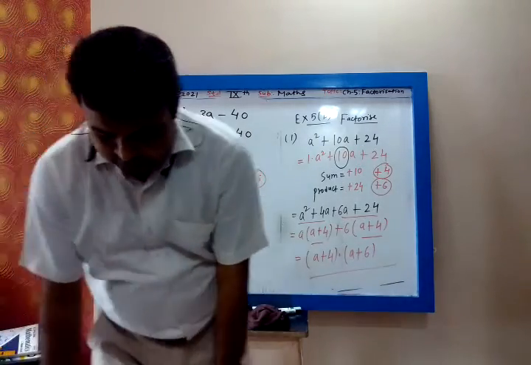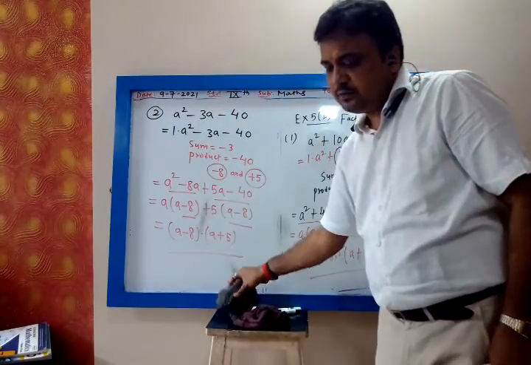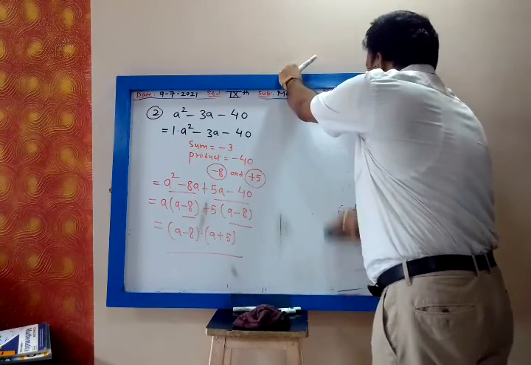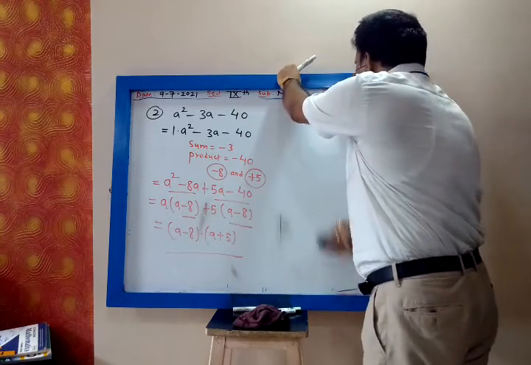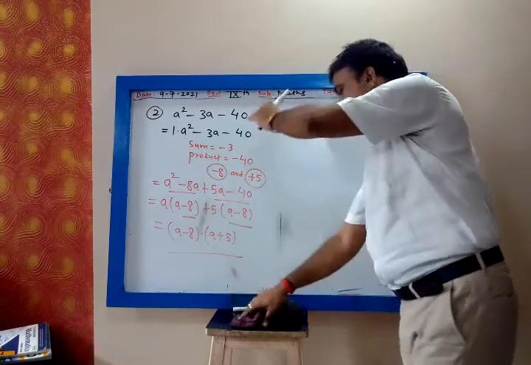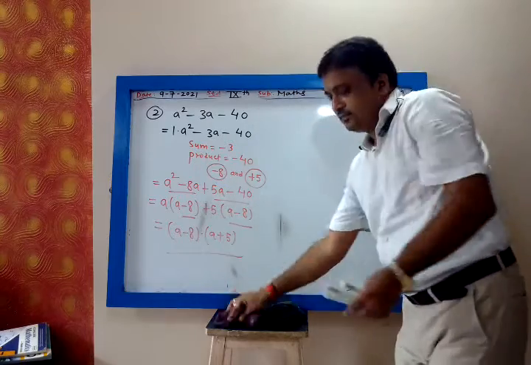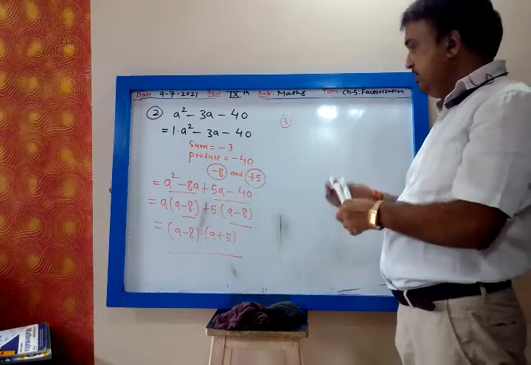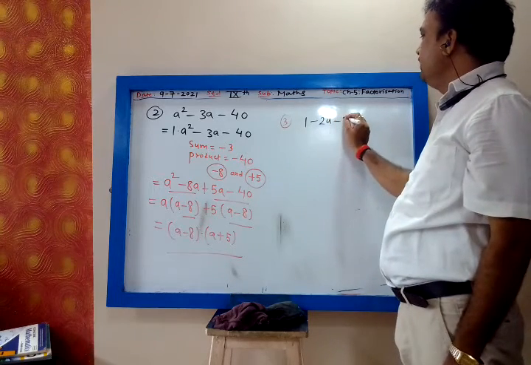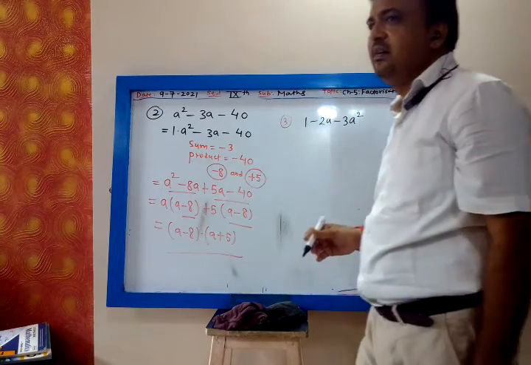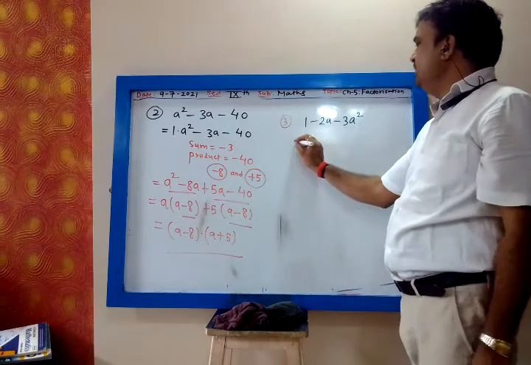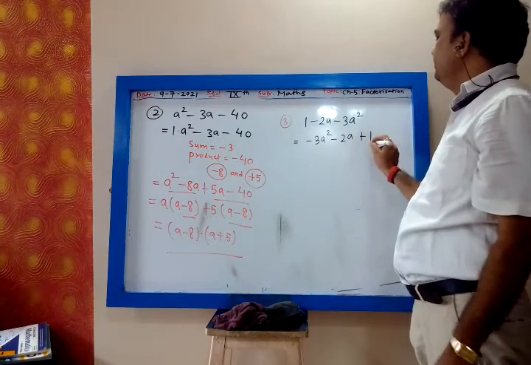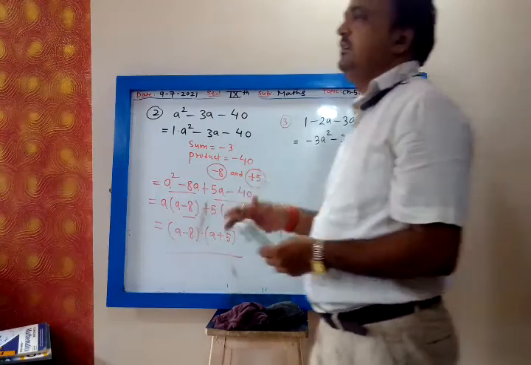Okay. Now next is 1 minus 2a minus 3a square. Third one. 1 minus 2a minus 3a square. So now you can rearrange the terms. That is, you can write minus 3a square minus 2a plus 1. Okay. Now you tell me, is it a quadratic of type 1 or type 2?